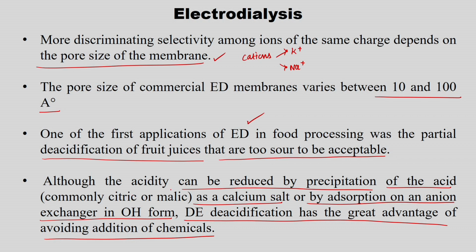So, here the acidity can be reduced in two ways. One is adsorption of anion in OH form. The other way is adding calcium salt and precipitating. This is conventionally followed, but when you apply ED here, that is the advantage compared to normal precipitation using calcium salt.